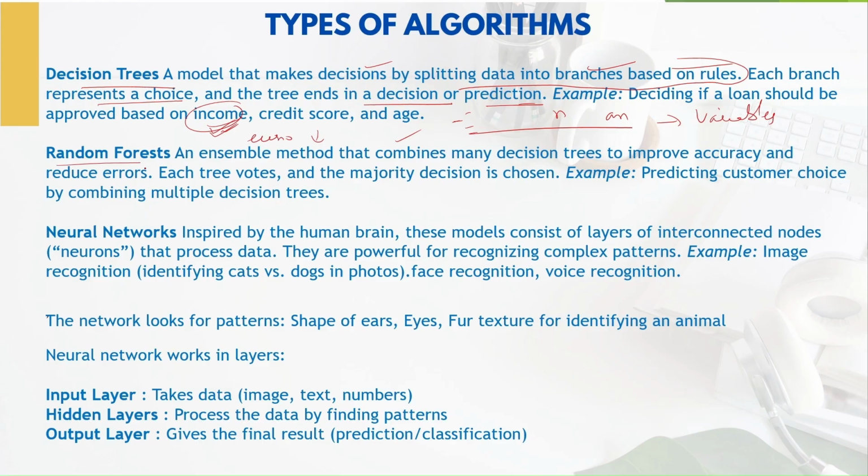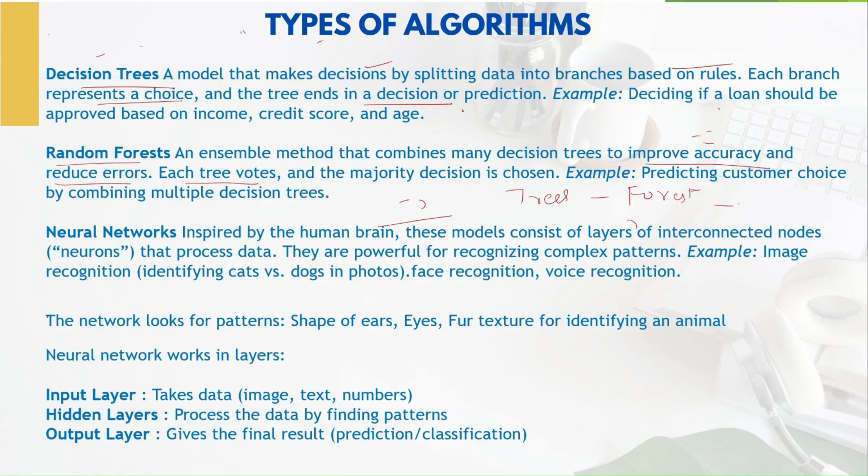Next is a random forest. See, what is a tree and what is a forest? A forest is nothing but a group of trees, correct? Whenever there are multiple decision trees involved, then it becomes a random forest. An ensemble method that combines many decision trees to improve accuracy and reduce errors. Each tree votes and the majority decision is chosen.